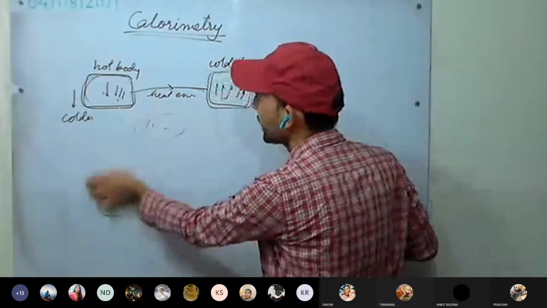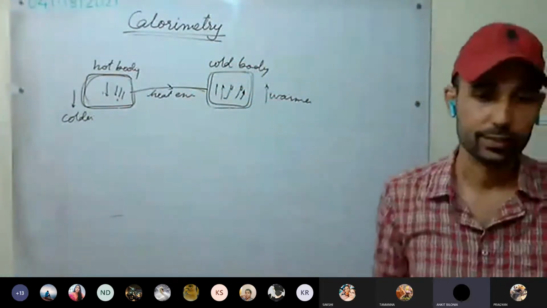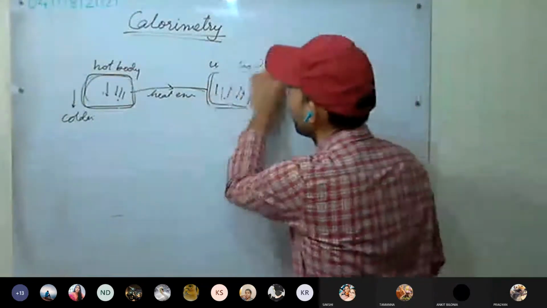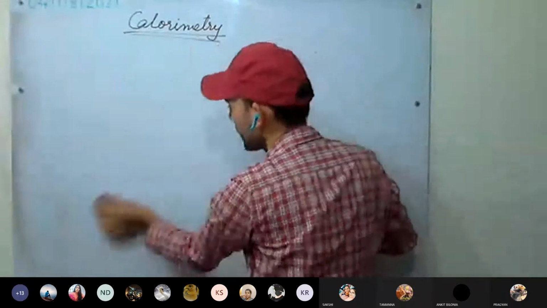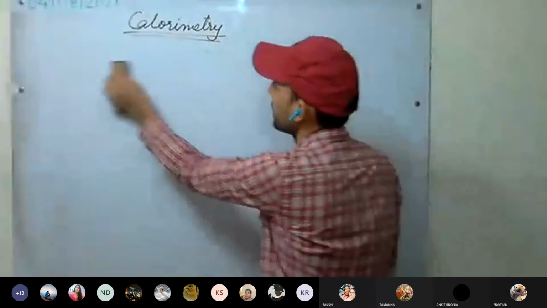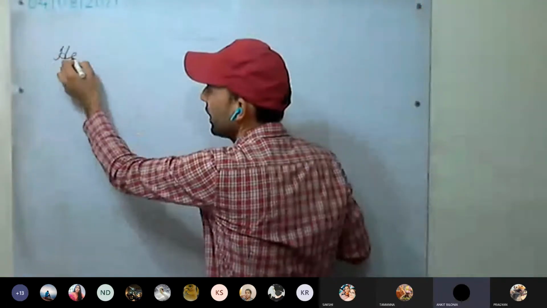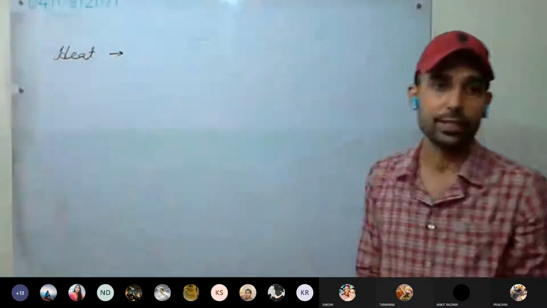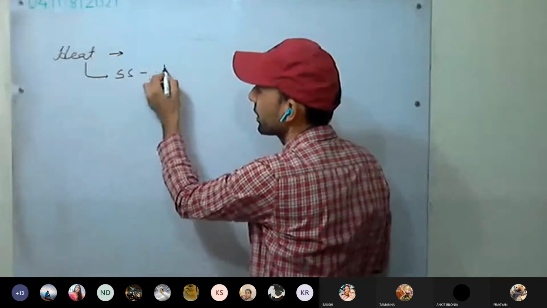So, what do you mean by heat? Heat is the energy that flows from the hotter body to the colder body when they are brought in contact. This is the definition of heat. Next, what is the SI unit of heat? Heat is nothing but a form of energy, and the SI unit of energy is joule. So for heat as well, the SI unit is joule.